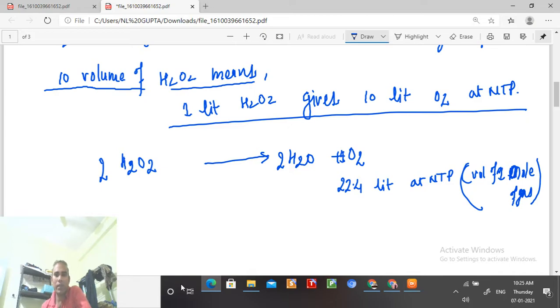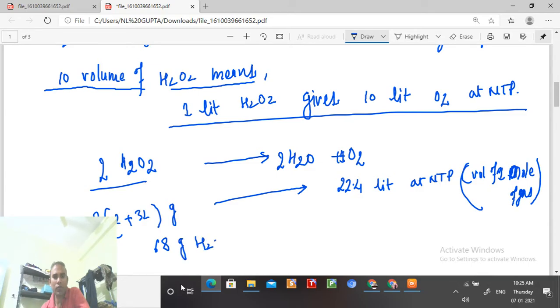So here, this is giving 22.4 liter of oxygen from how many grams? Hydrogen is 2, oxygen is 16, so O2 is 32. That is 32 plus 2, 34, and 34 times 2 is 68. So 68 gram H2O2 gives 22.4 liter O2 at NTP. That we have to keep in mind.